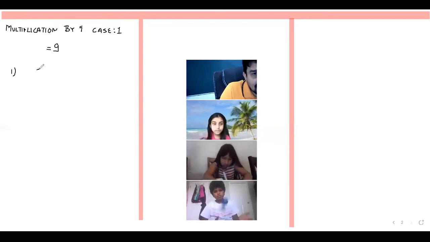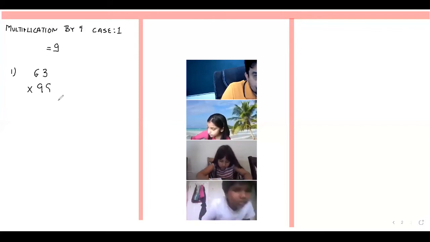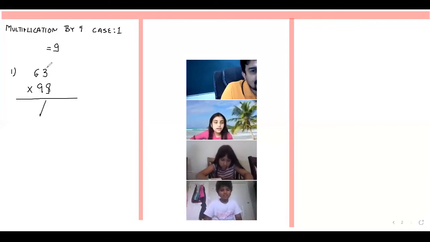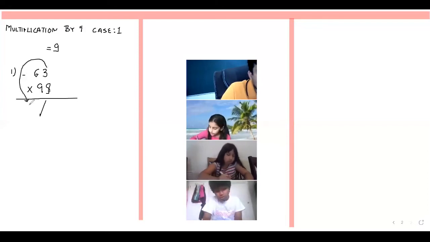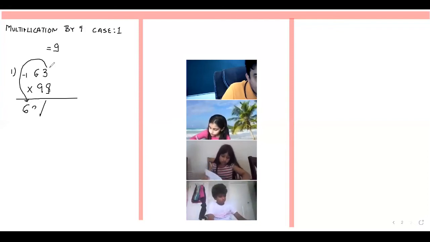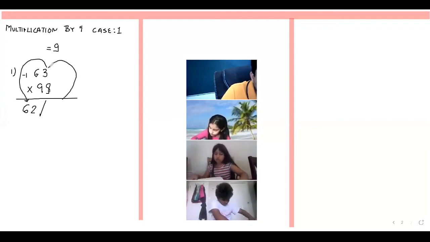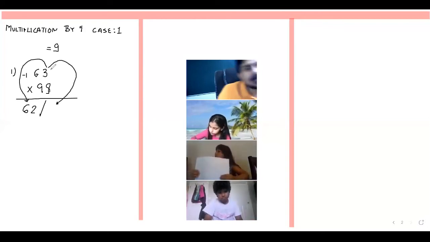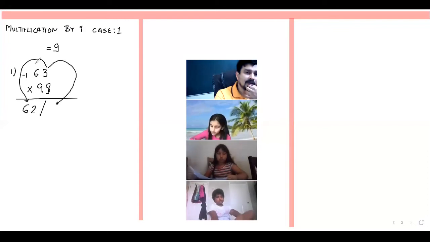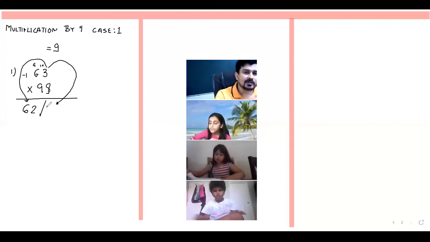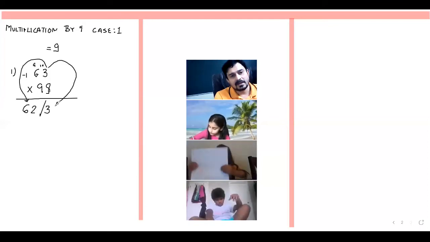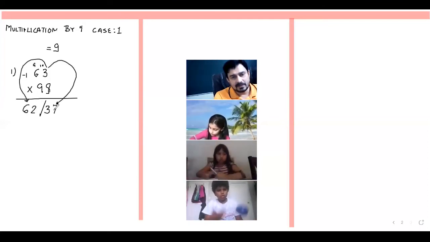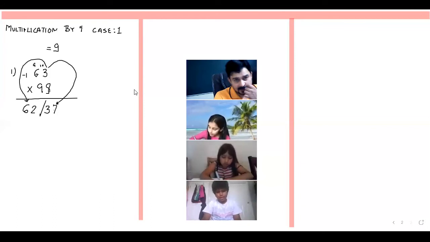So if the question is 63 times 99, we divide the answer in two parts. This is LHS, which is obtained by subtracting 1 from it. So I will write 62. And RHS is obtained by applying all from 9s and last from 10. So 9 minus 6 is 3, and 10 minus 3 is 7. Got it? Got it. Fine.